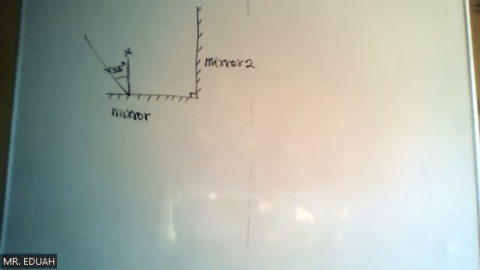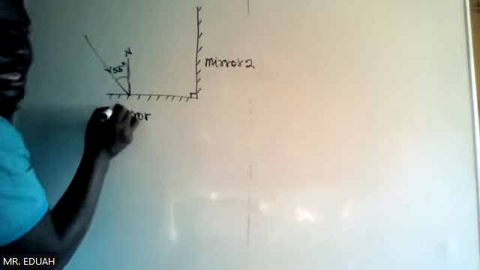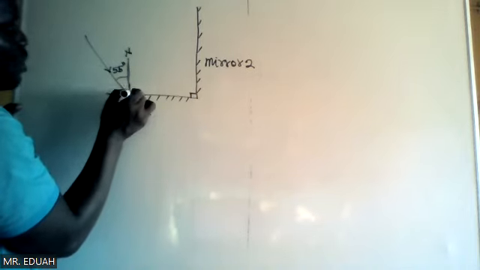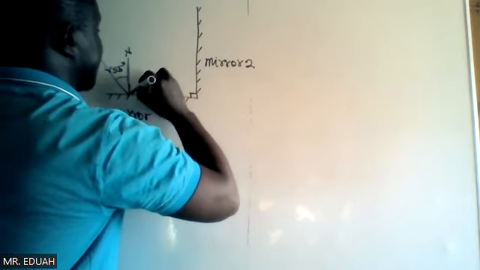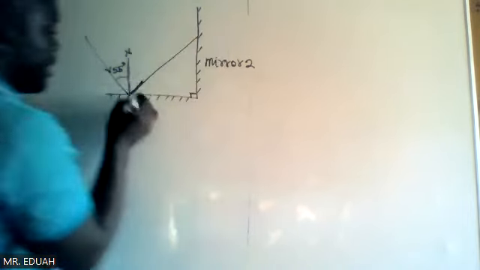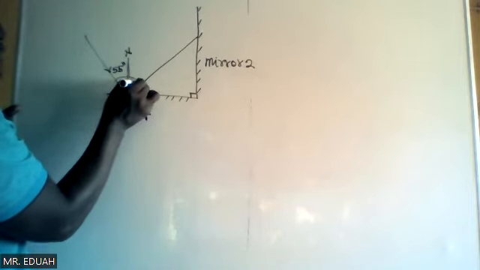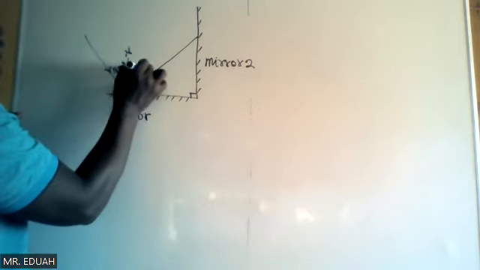This ray is reflected from mirror 1 and then strikes mirror 2. So this is the reflected ray from mirror 1. Angle of incidence is equal to angle of reflection. So if this is 55, this is also 55.